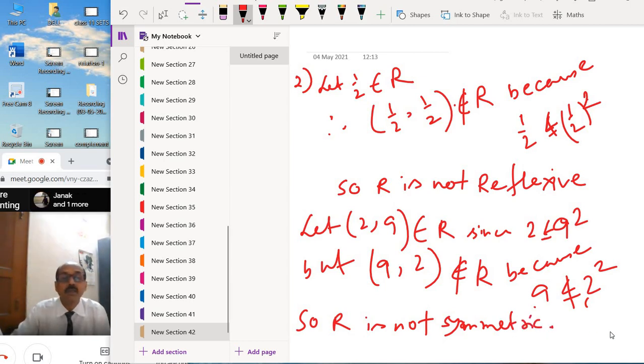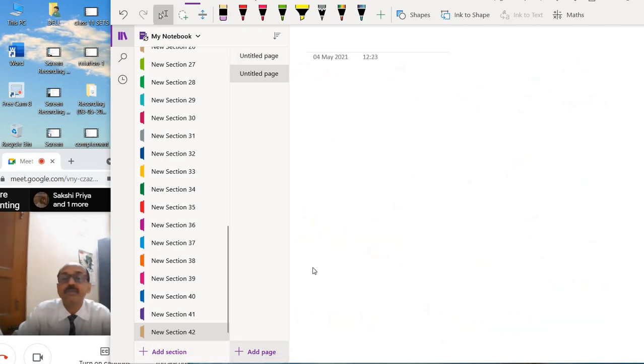Reflexive, understood? Yes, sir. Now, is it transitive or not? Let us check. For transitive we need three elements A, B, C: if (A, B) belongs to R and (B, C) belongs to R, then (A, C) belongs to R, and then you can say it is transitive.